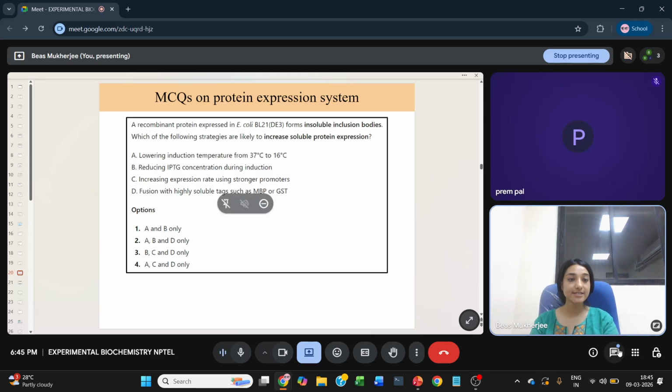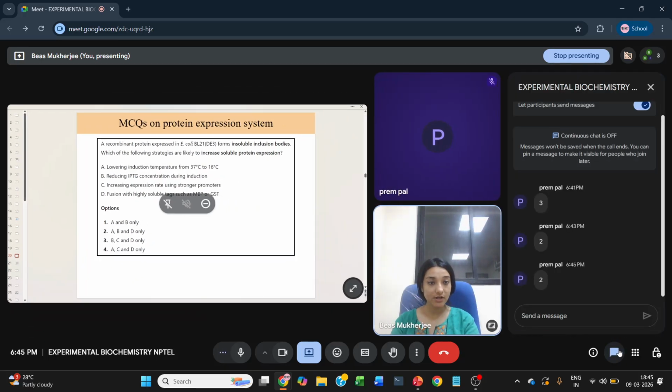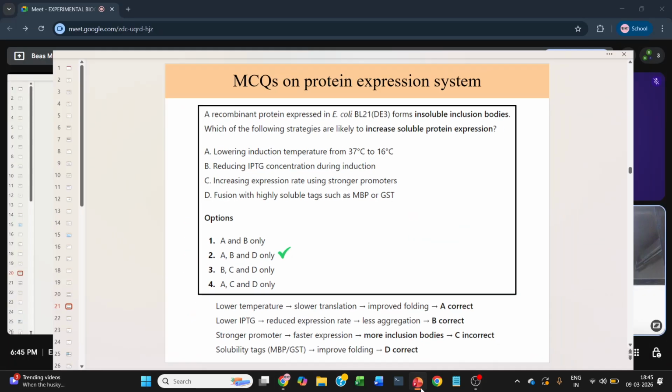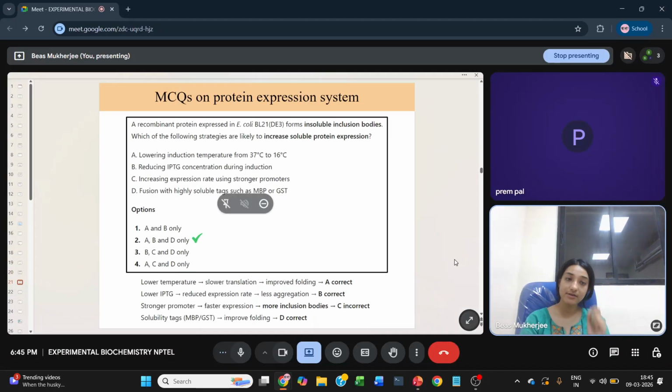Achha. So you are saying that it is A, B and D. Good. Let's see the right answer. Yeah. So that is very correct. A, B and D would be the right choices to make. So lower temperature means slower translation, better folding. Lower IPTG, reduced expression rate and less aggregation. Stronger promoter means faster expression and more propensity to misfold. Correct. Solubility tags are often very helpful in promoting folding.